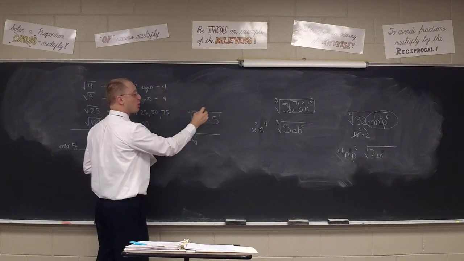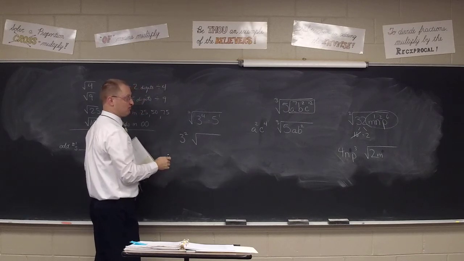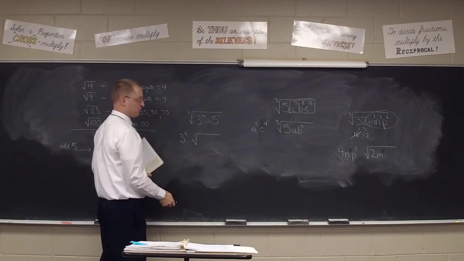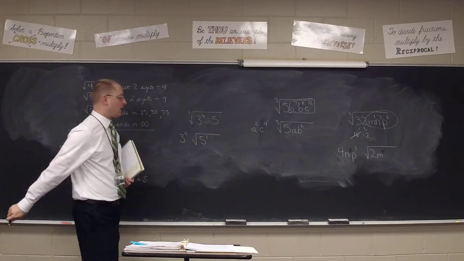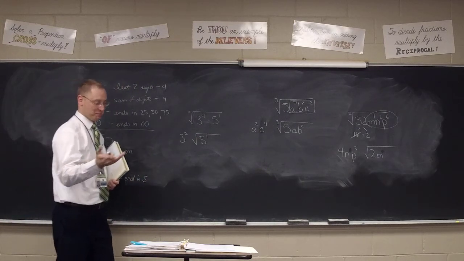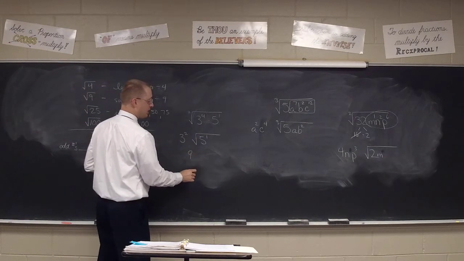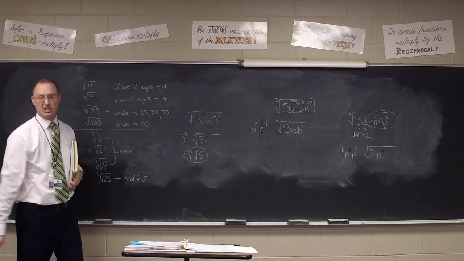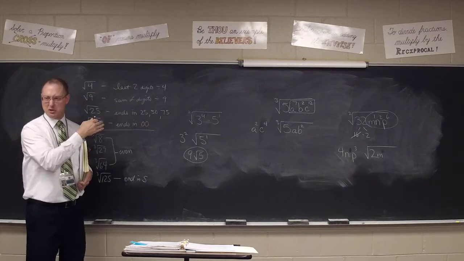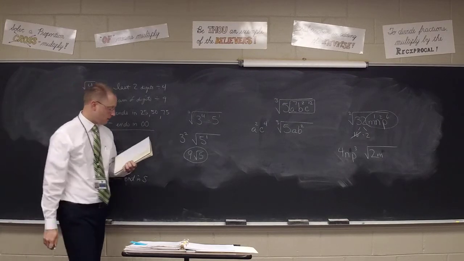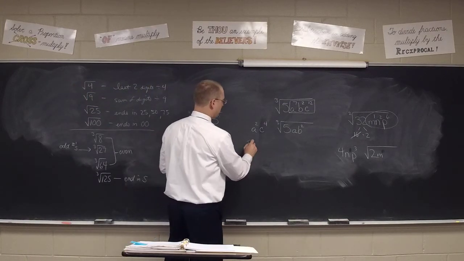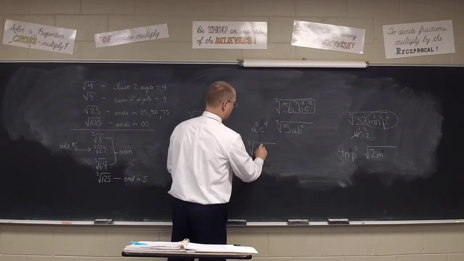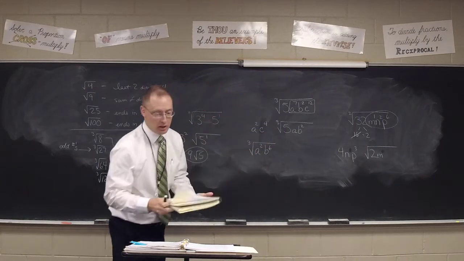How many times does 2 go into 1? None. So what do I do with the 5 to the 1st? Just leave it. And then what's my final answer when I simplify? 9 times the square root of 5. See how we can even technically do it with numbers with exponents, just normally letters are the things with the exponents. So how about on the next one, we've got a cube root of a squared b to the 6th.